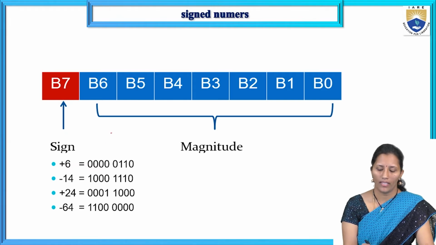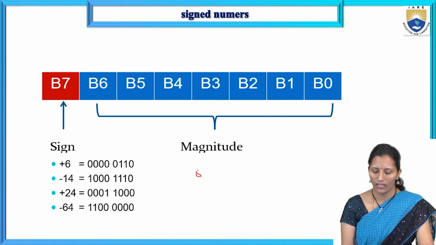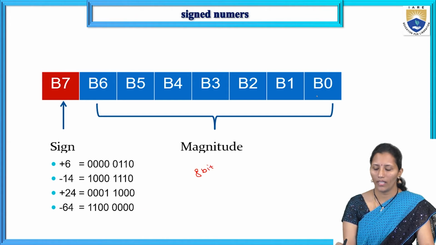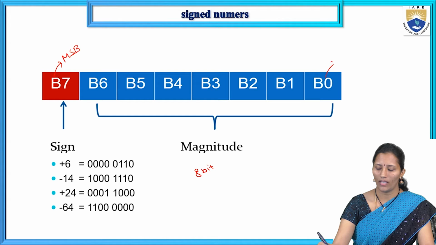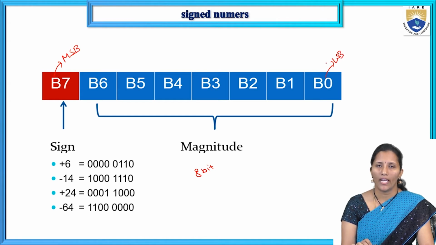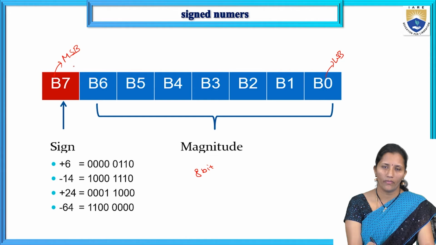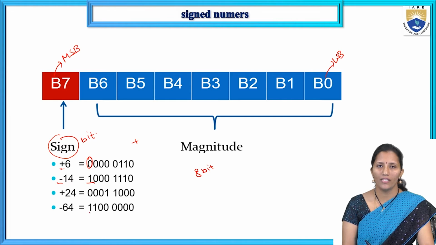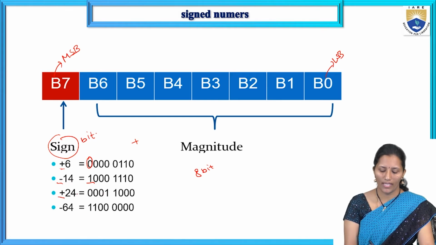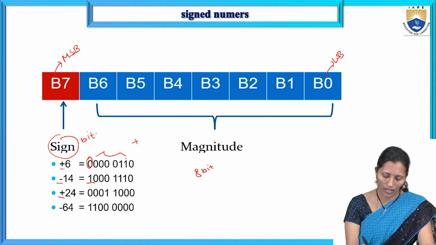See here, we are representing an 8-bit signed number: B0, B1, B2, B3, B4, B5, B6 and B7. This is called the MSB and this is called the LSB. In signed numbers, the MSB, the most significant bit, represents the sign bit. If it is positive, then the MSB is 0. If it is negative, the MSB is 1. Here plus 24 is represented. This is the magnitude and the MSB is the sign bit.